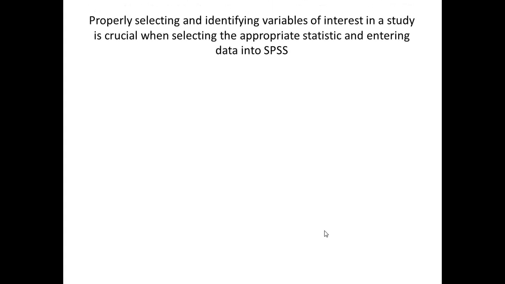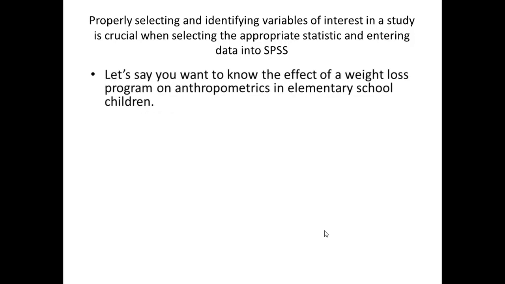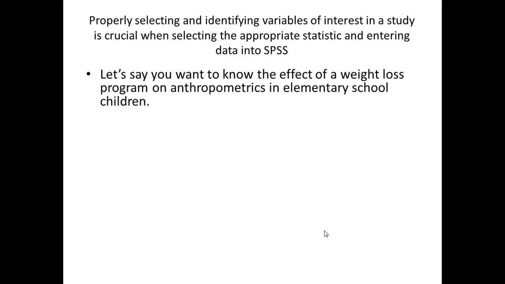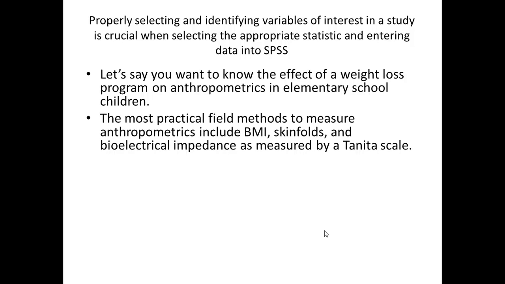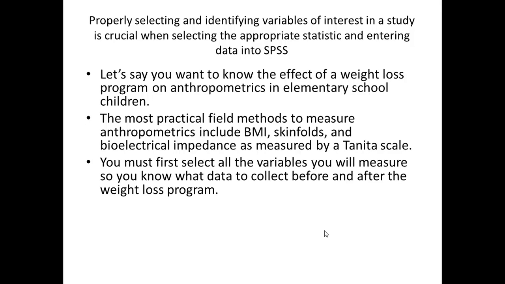Properly selecting and identifying variables of interest in a study is crucial when you select the appropriate statistic and enter that data into SPSS. Let's say you want to know the effect of a weight loss program on anthropometrics in elementary school children. The most practical field methods to measure anthropometrics in kids include BMI, skin folds, and a new machine called a bioelectrical impedance. Tanita produces a nice scale that's appropriate for children.